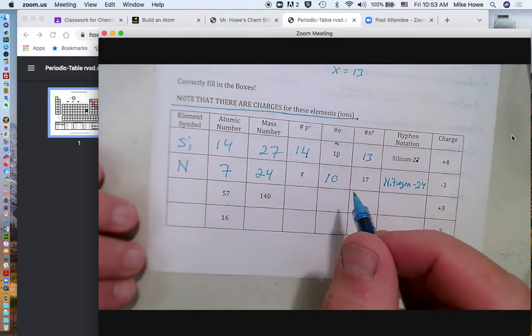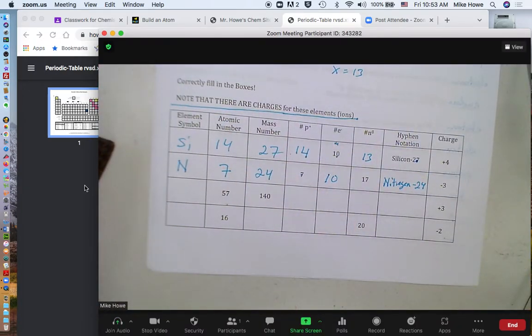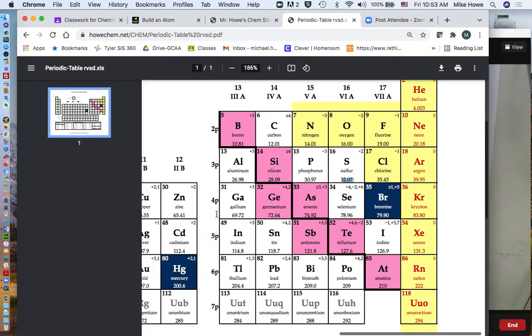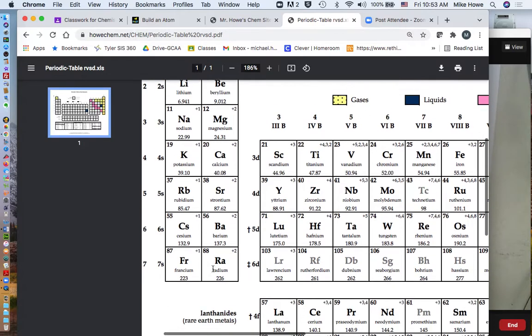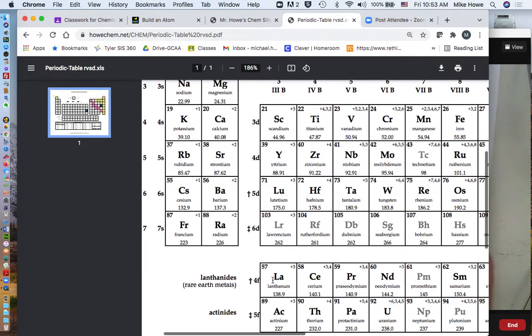Okay, the atomic number is 57. So you look back over and see what 57 is. 54 must be over here. 55, 56, 57. It's lanthanum. It's La. All right, the mass number is 140. So I know that 57 plus something equals 140. So how do you solve for x? Take away the 57. So you'd have 83 as the number of neutrons.